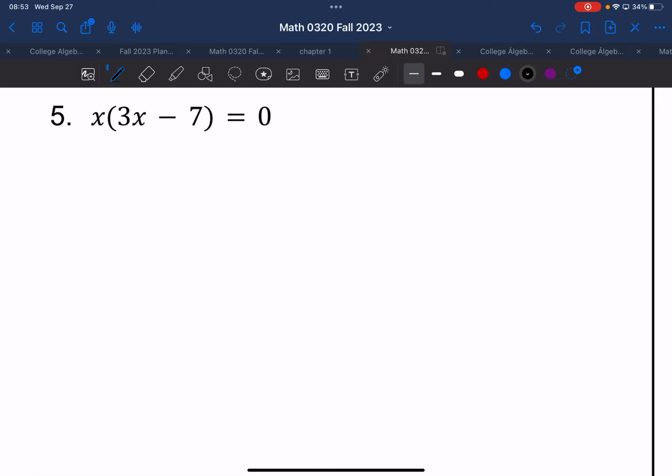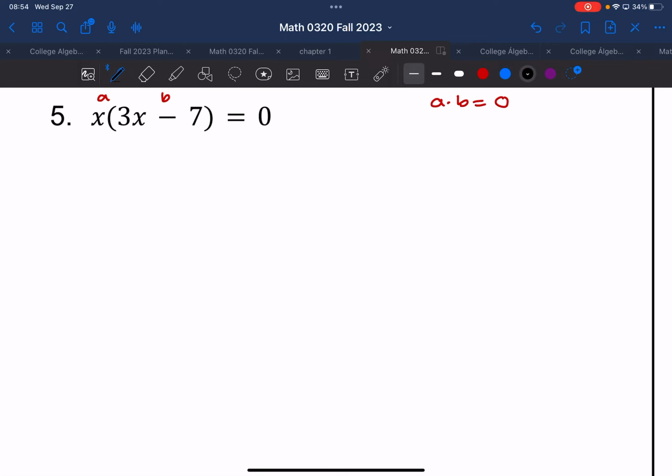Okay, now on number 5, we have something that looks a little different. We don't have those two parentheses next to each other. However, we still have our A and B term. So in this case, our A term is just going to be what? X. So this is our A term, this is our B term, and we know that A times B equals 0. So we're still setting the A term and the B term equal to 0.